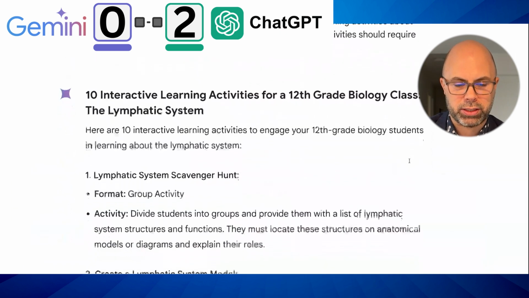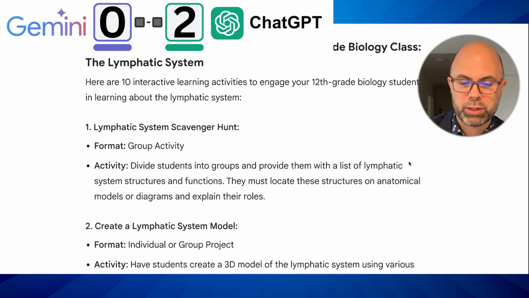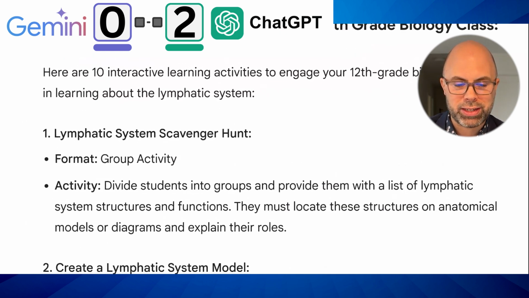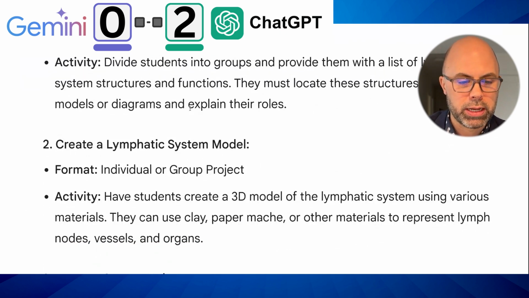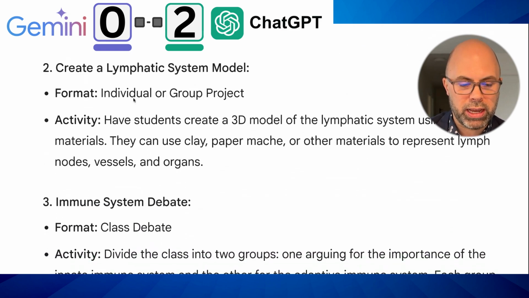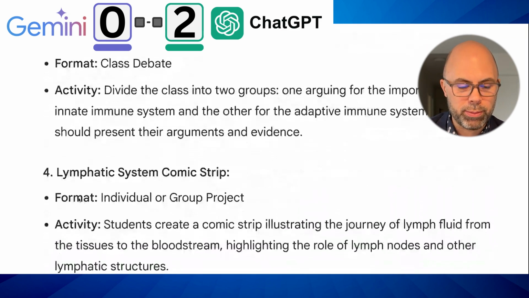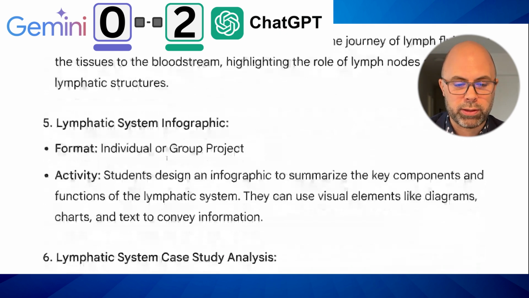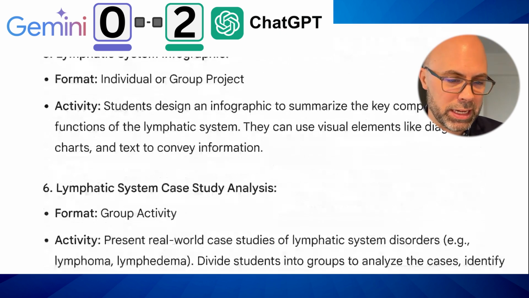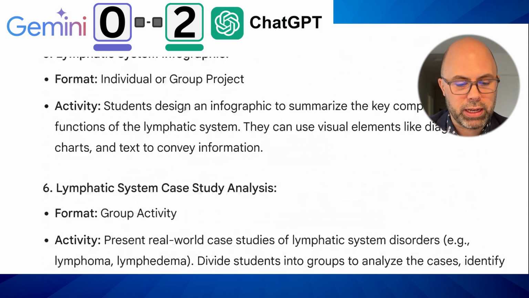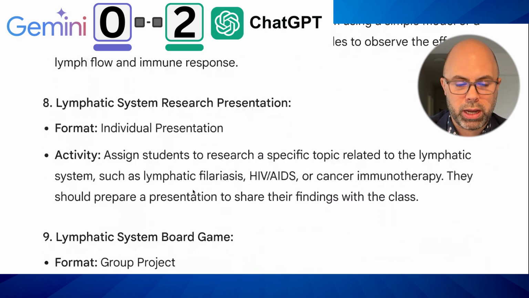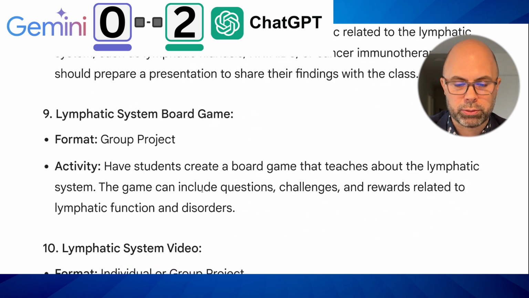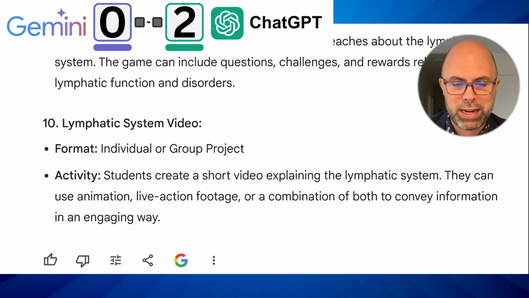Here are the activities. And I like how Gemini is breaking this up, format and activity. Okay, so we have group activity. It's a scavenger hunt. Okay, they need to locate structures on models or diagrams. We have a system model. We have an immune system debate. We have a comic strip. Okay, not sure if 12th graders, seniors, would enjoy that, but perhaps they would. An infographic, a study analysis, a system simulation, a research presentation, a board game, and a video. All right. Okay, pretty good ideas, Gemini.